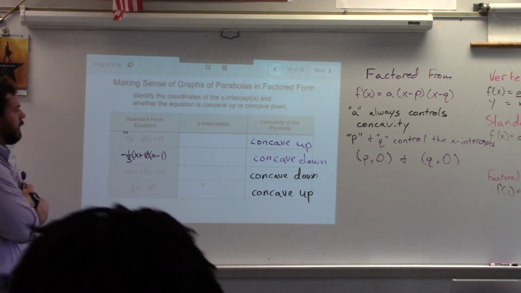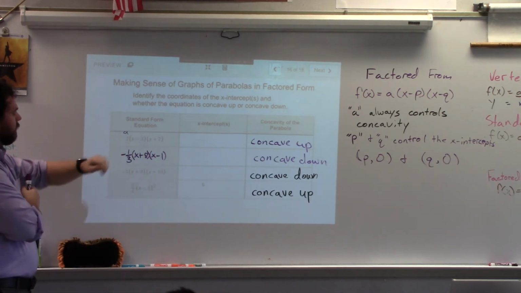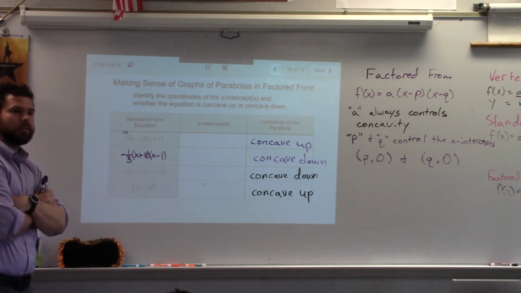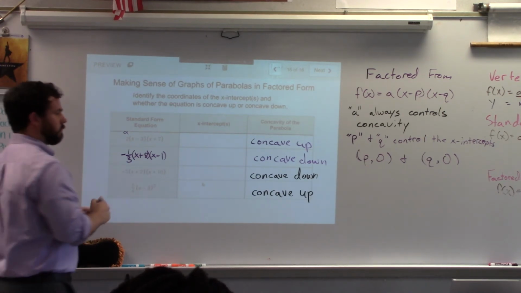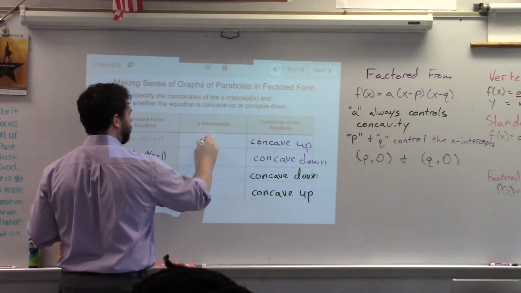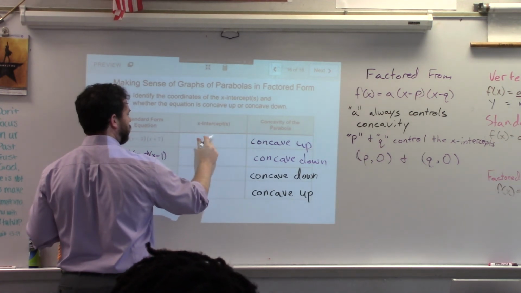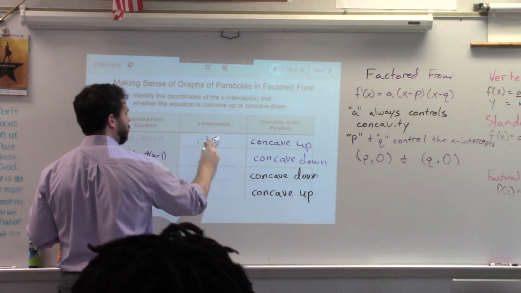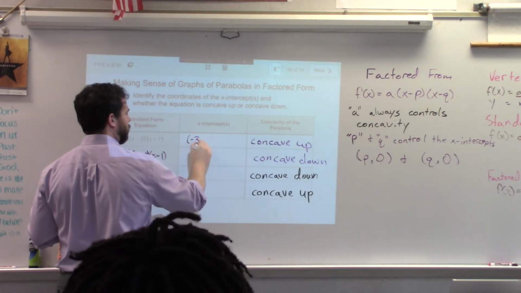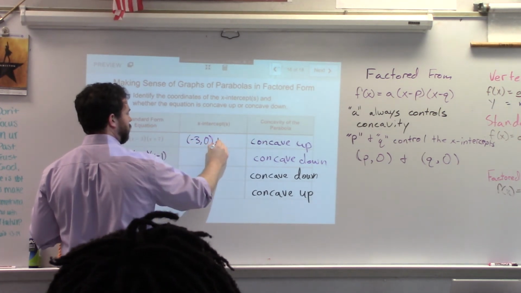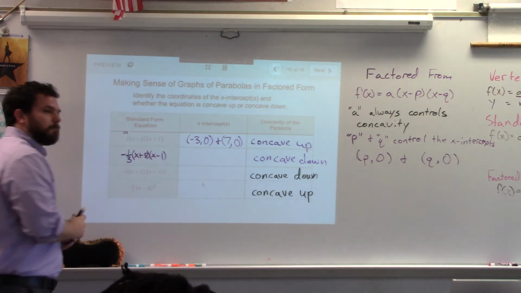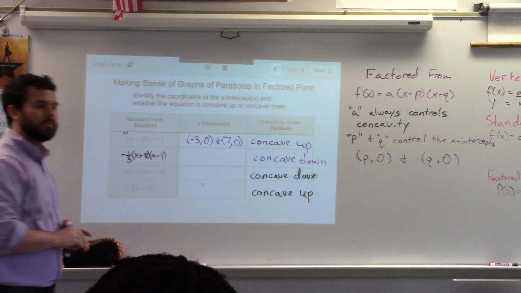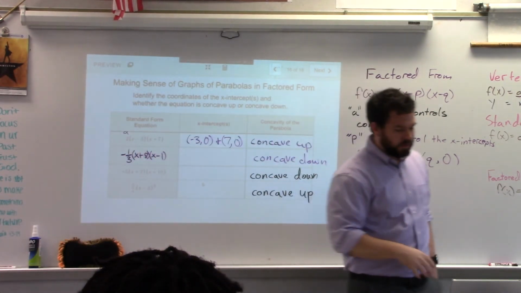Okay. Does anyone have any predictions for what the x-intercepts might be for this first parabola or quadratic? Tony? It's gonna be the parentheses -3, comma 0. Then the next one is gonna be 7, comma 0. Okay. Does anyone want to push back on that? No. Okay. So we got that first one filled out all the way.